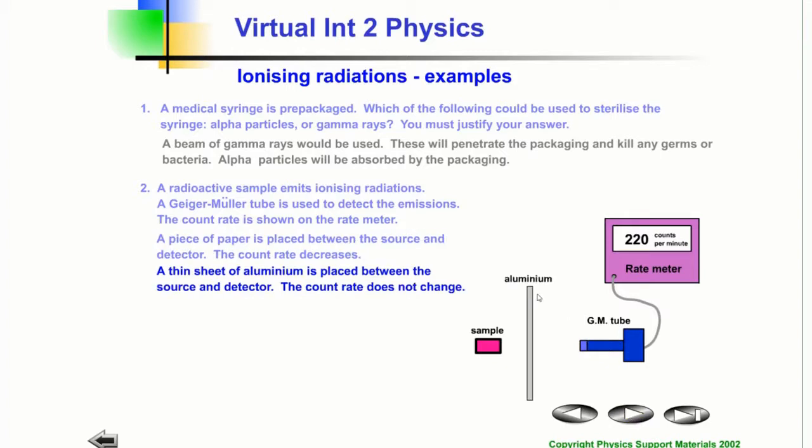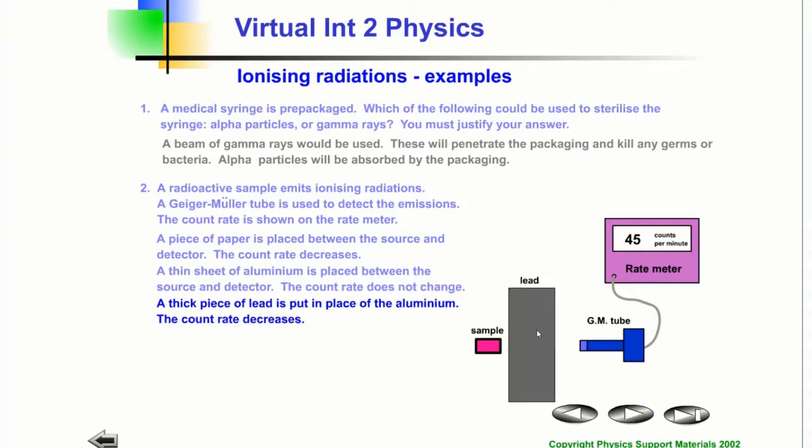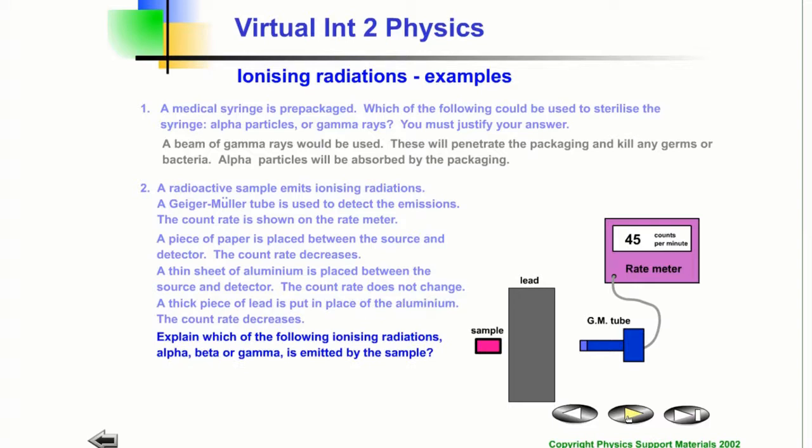A thin sheet of aluminium is placed between the source and the detector. The count rate does not change from what it was with the paper. A thick piece of lead is placed instead of the aluminium, and the count rate reduces again. Explain which of the following ionizing radiations, alpha, beta, or gamma, is emitted by the sample. By the way, there might be more than one. Please pause the video, write down your answers, and we'll go through them.